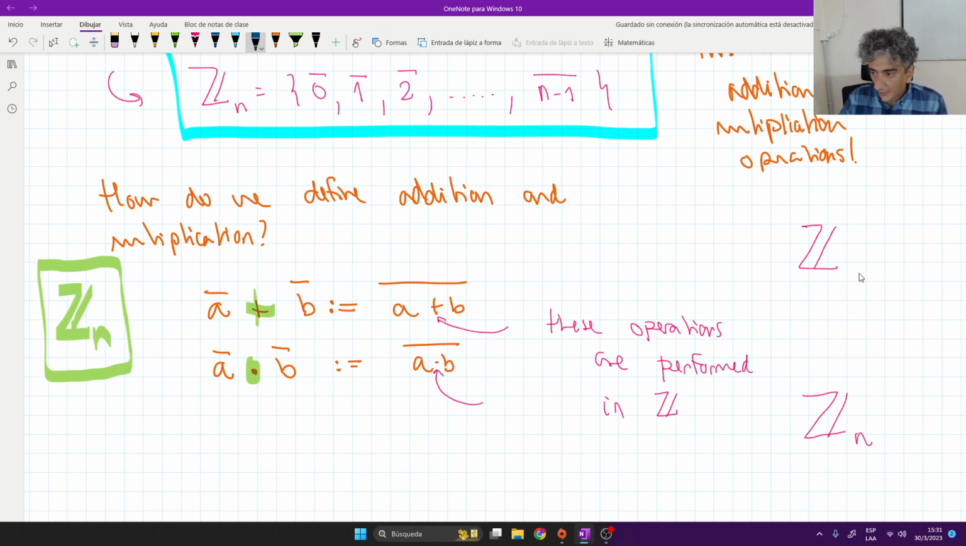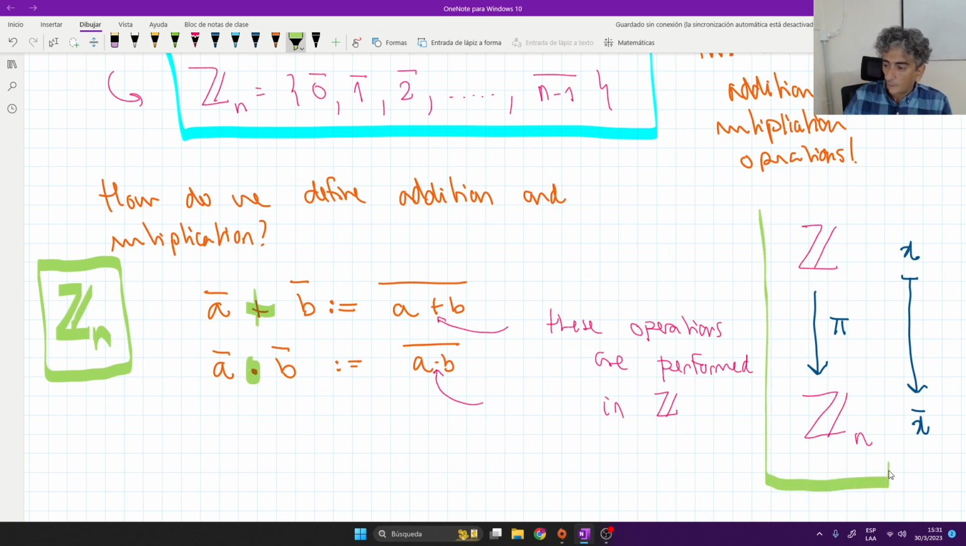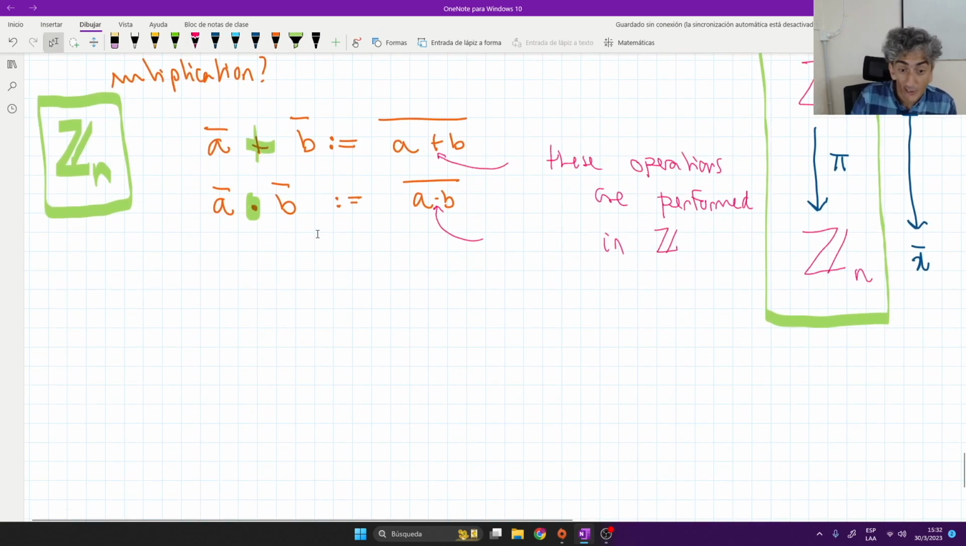There's a way of assigning a number to its corresponding class, and this assignment is called the projection operation, pi, right? So this relation between the original set and the set of equivalence classes is called a projection. So what happens is that, first of all, these operations are well defined.